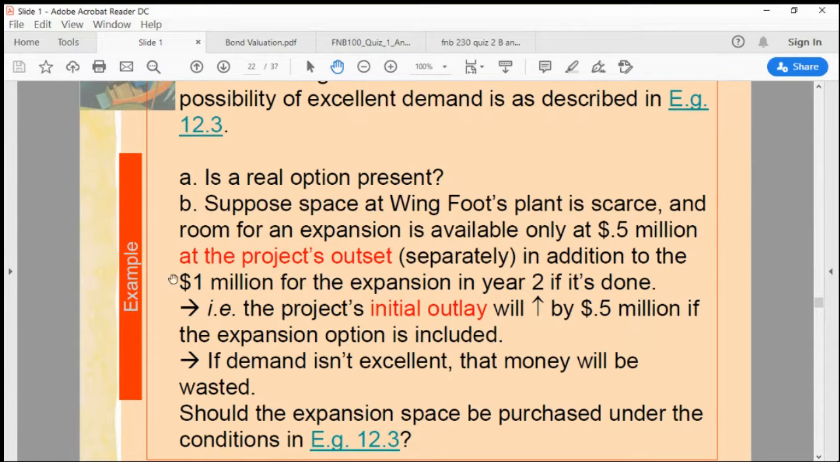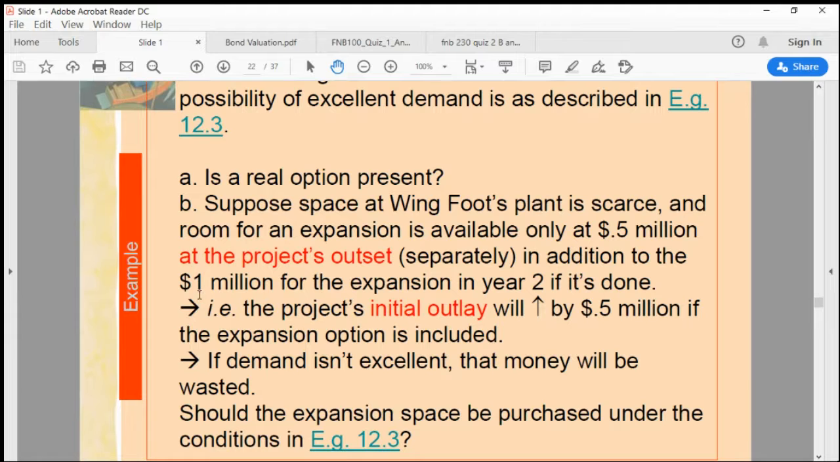And then there is also the bottom path, the bottom branch, where demand will be just poor. So there's more probability that actually demand won't be excellent. So what if it is the other scenario, that it's not going to turn out excellent? Then that $500,000 space will be wasted. So we have to plan everything already in the capital budget before we start out.